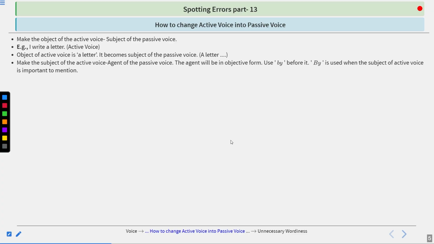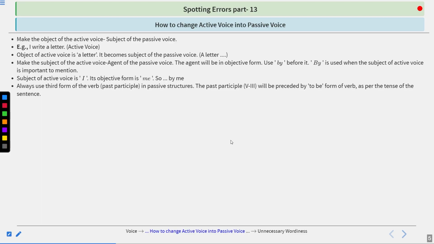Make the subject of the active voice the agent of the passive voice. The agent will be in the objective form, with by used before it. By is used when the subject of the active voice is important to mention. So we need to use by when the subject is important to mention. The subject of the active voice is I. Its objective form is me. So, by me. So you have to use objective forms.